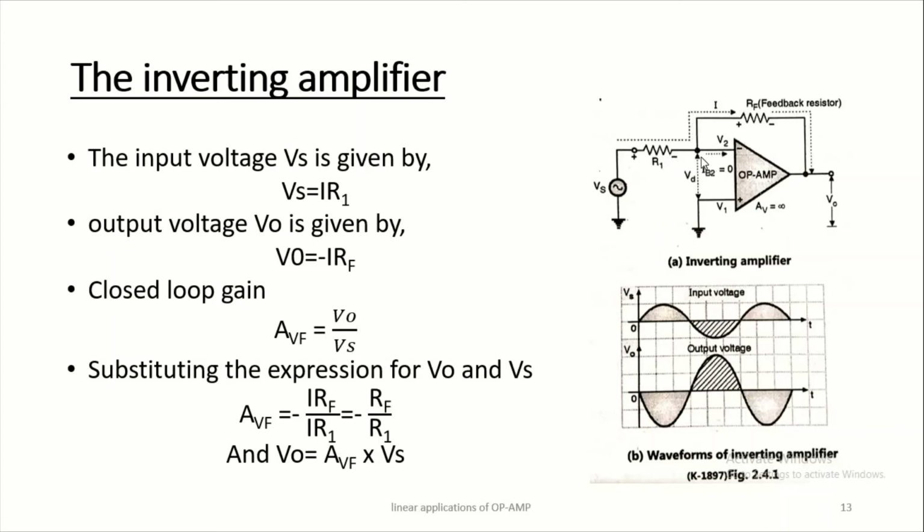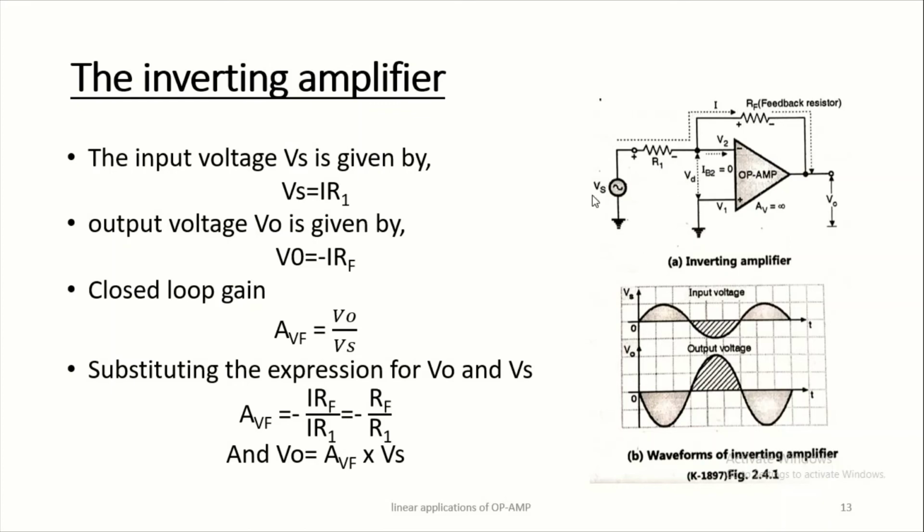Using the KCL rule, at this node, the current is a summation of the current entering this node and going out from this node at this side. But the current in this side is 0 due to Ri being 0. Therefore, both currents are equal. The current flowing into R1 is the same as the current flowing into Rf.